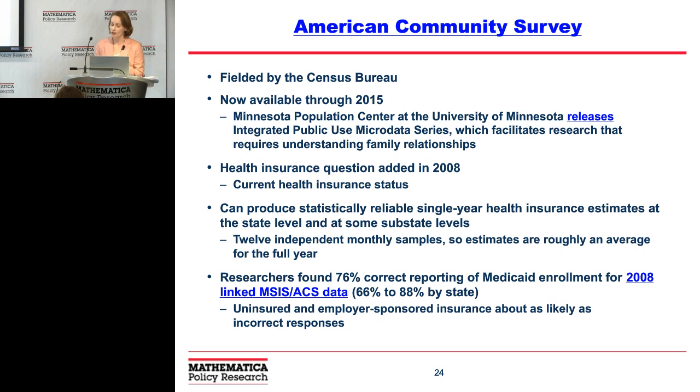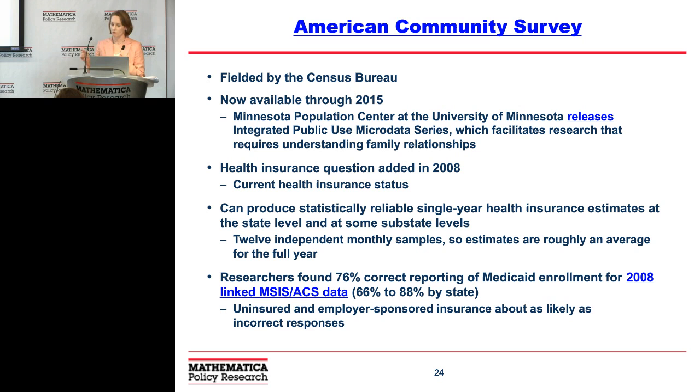It has had a health insurance question since 2008, and it's asking about the current health insurance status. So you don't really have a view of where somebody might have recently been insured and just picked up coverage, or how long they stay on that coverage. It can be used to produce statistically reliable single-year health insurance estimates at the state level and at sub-state levels. So it's really good if you want to track quick changes over time. You can use the ACS to do that.